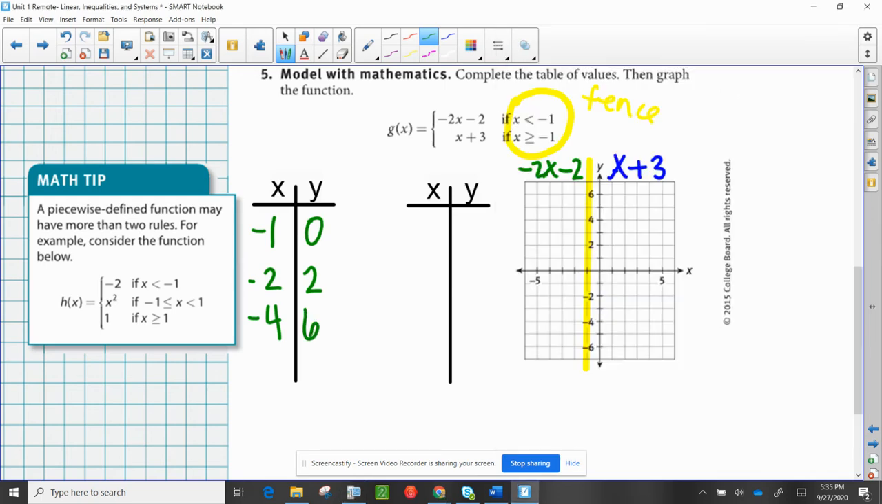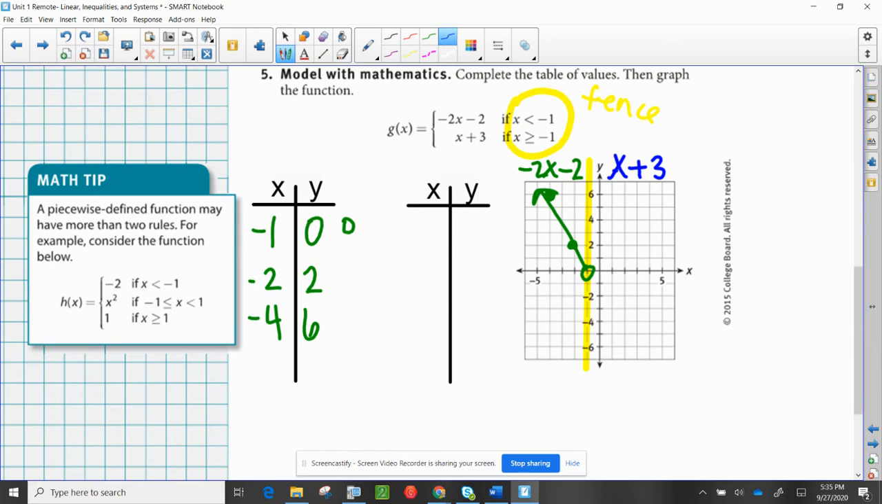So that is my green graph, my left side. So let's plot those points. We have -4, 6. I have -2, 2. Now this last one I'm going to be really careful about, because on my fence we have to put an open or a closed circle. Since we just have x is less than -1, that means I'm going to put an open circle on this value. Okay, open circle. So at -1, 0, we have an open circle. And there's half of our graph.